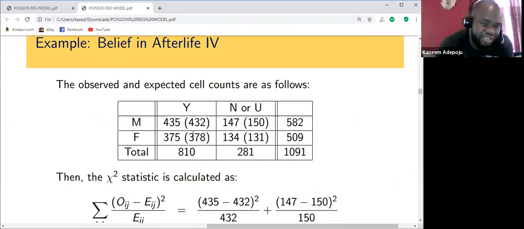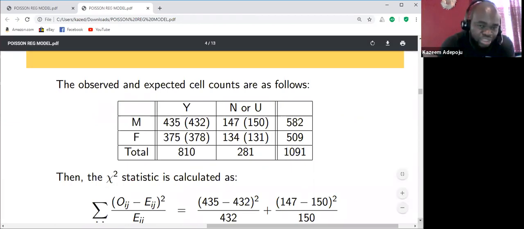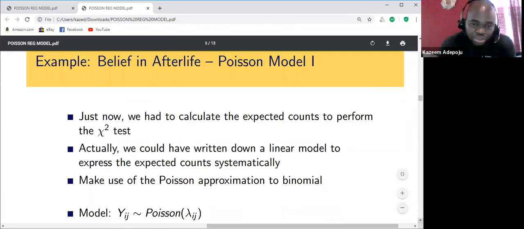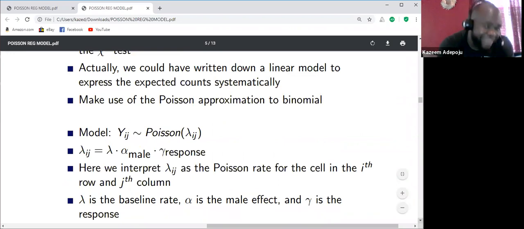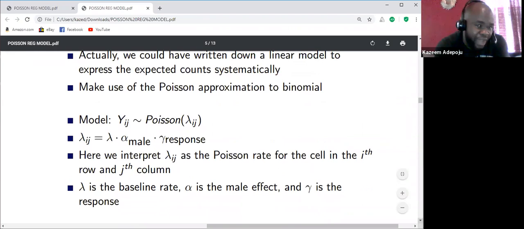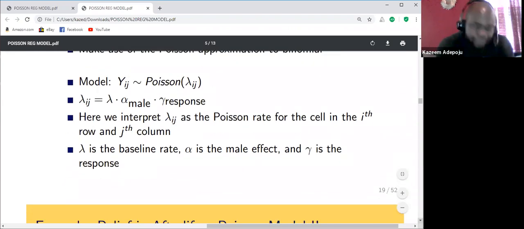If I want to model this using a Poisson regression model, what we used before was a chi-square, but we want to use a different one now. We want to talk about the Poisson regression model. That is why I'm saying that lambda is a baseline rate, alpha is the main effect, and gamma here is a response. So lambda ij will be equal to the baseline rate lambda multiplied by this.